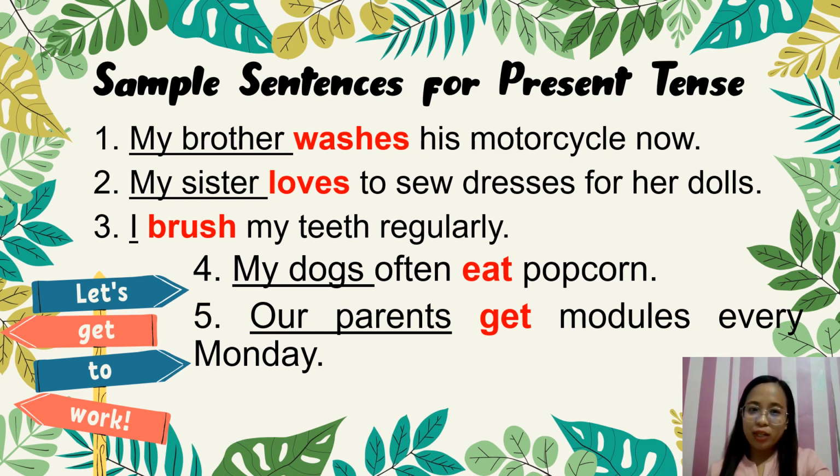Alright, what is the subject? You're right, subject, my brother. How about the verb? Okay, washes. That is the verb. Notice class, yung my brother, ano ba siya? Singular or plural? Okay, that's singular kasi isa lang siya, brother. How about the verb? Pag singular ang subject, yung verb mo merong S or ES. So ito, wash. Wash is the base form. We will add ES. Okay, that's the verb.